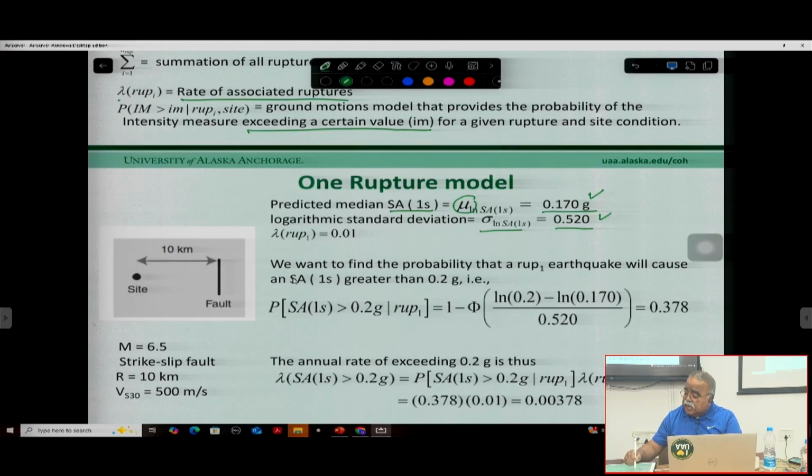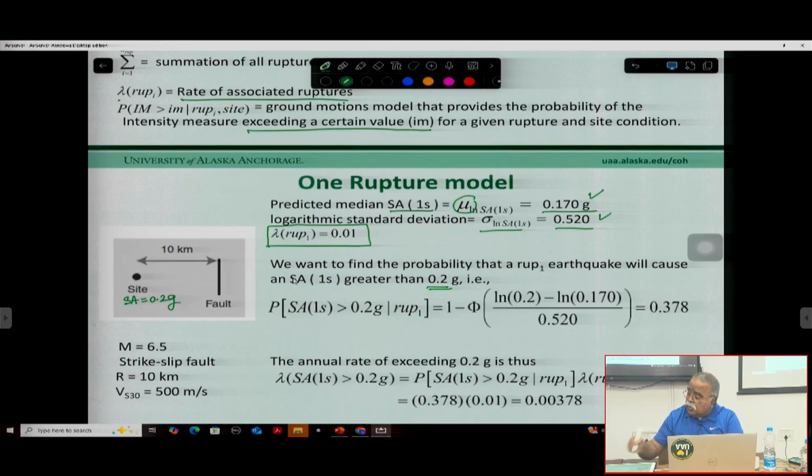And let's see the lambda rupture. I have given you this value. This is equal to 0.01, right? So what I need to calculate is the probability that a rupture 1 earthquake will cause a spectral acceleration greater than 0.2 g. So we need to calculate the probability that, with this given fault at this site, the spectral acceleration will exceed 0.2 g.